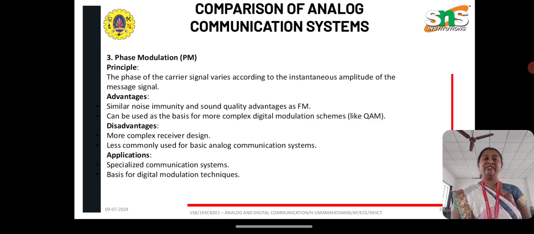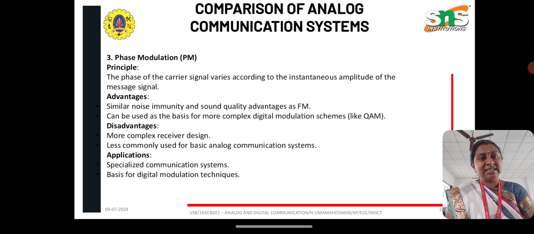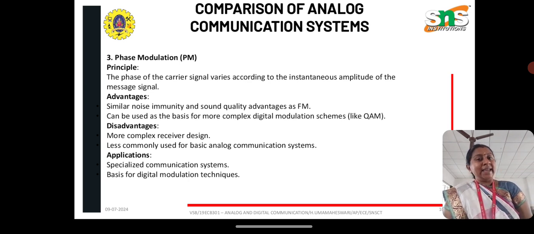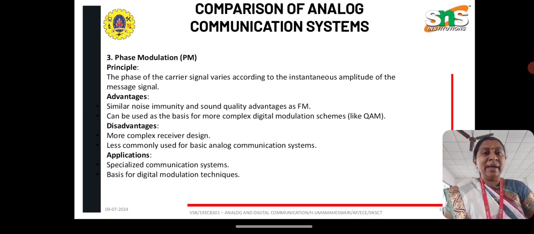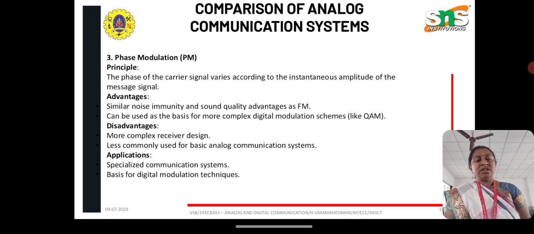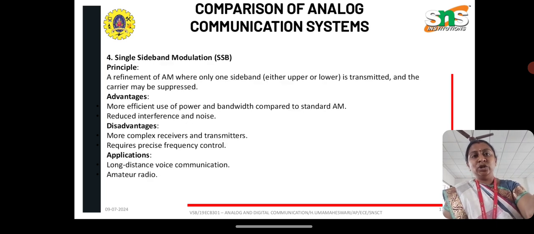The next one is phase modulation. Here the main principle is that the phase of the carrier signal varies according to the instantaneous value of the message signal. The main advantage is that it is similar in noise immunity and sound quality, and it can be used as the basis for more complex digital communication schemes like quadrature amplitude modulation. The main disadvantage is that it is more complex, and it is more commonly used for basic analog communication systems. The main application is in communication systems and also for digital modulation techniques.